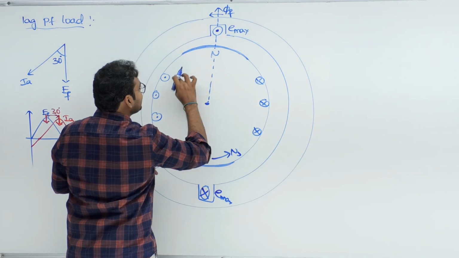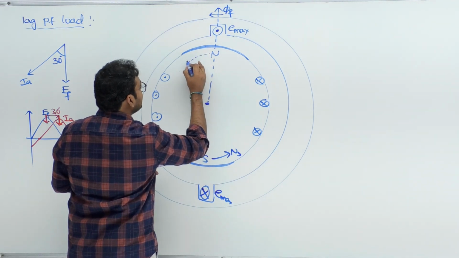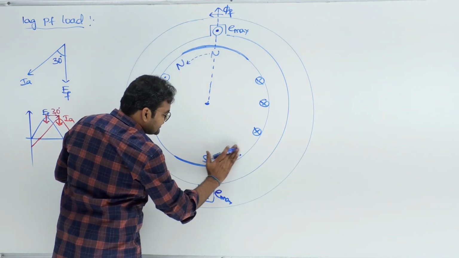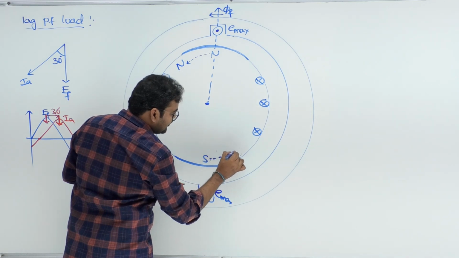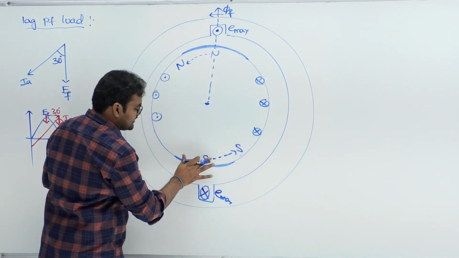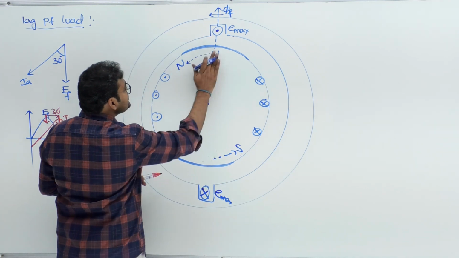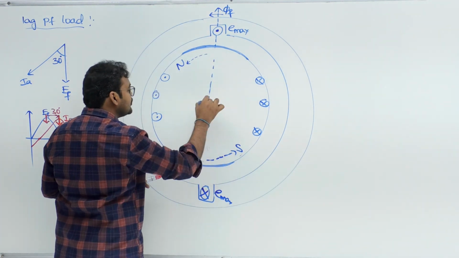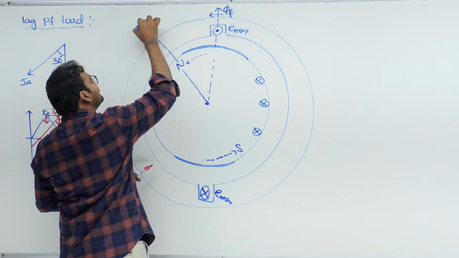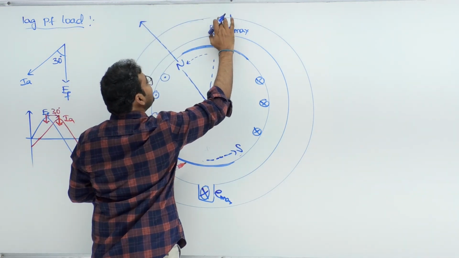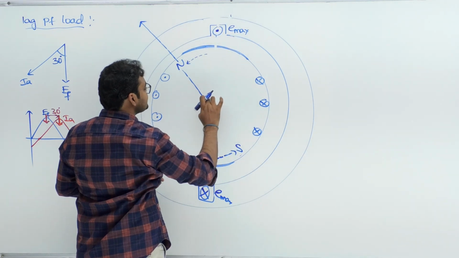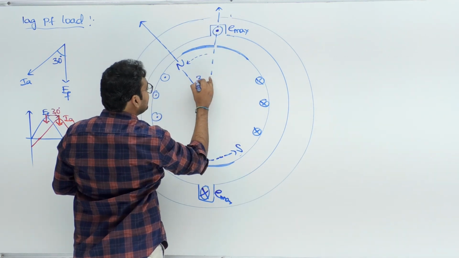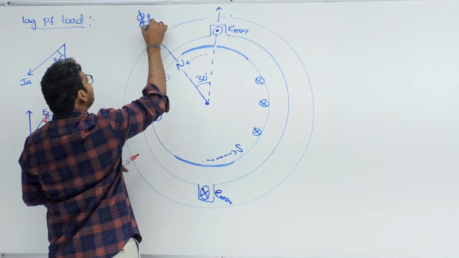Please, everybody, try to concentrate. This north pole will come to this location. And south pole will also rotate by 30 degrees. Therefore, south pole will come to this location, anti-clockwise direction. So, this is the position of north pole and south pole after 30 degrees. So, this is the direction of field flux now. Field flux rotated by 30 degrees. This is the previous position of field flux, but now rotated by 30 degrees. This is the direction of field flux.